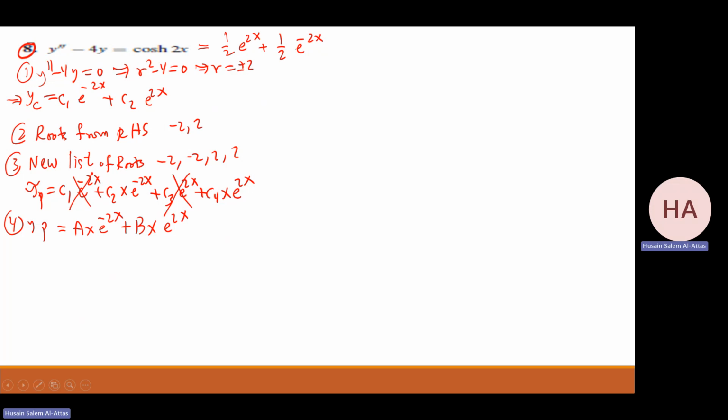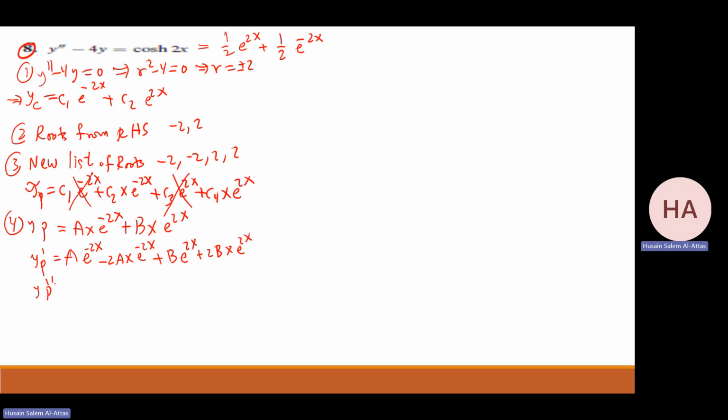Now I need to solve to find A and B. I need Y double prime, so I need Y_B prime first. That will be what? Product of two functions. I have A e to the power minus 2x minus 2A x e to the power minus 2x plus B e to the power 2x plus 2B x e to the power 2x.